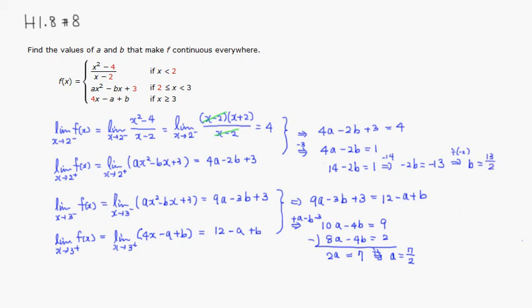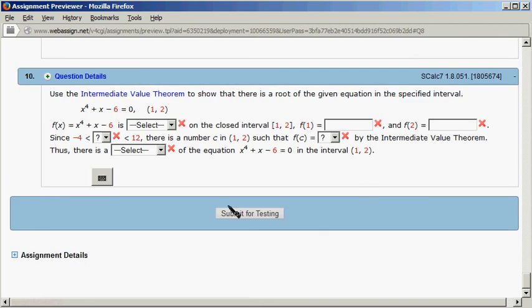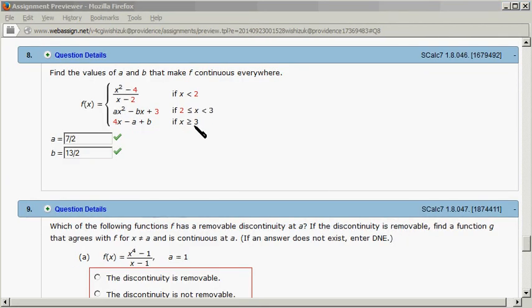So a is 7 halves and b is 13 halves. Let's check by submitting for testing. It came back and looks like we got the a value and the b value correctly. That's it. I hope that this was clear.